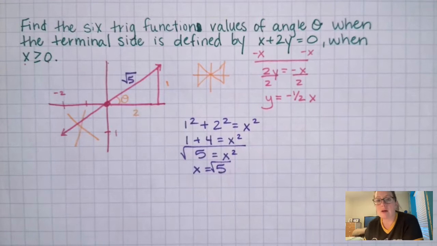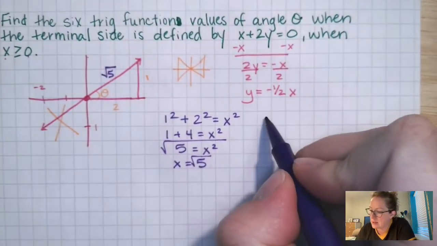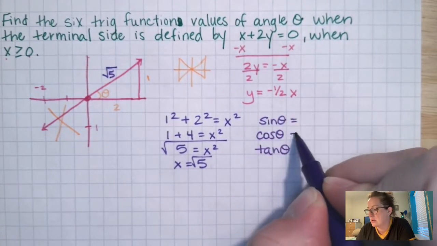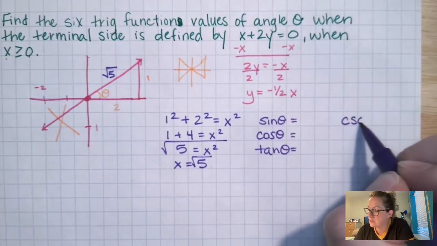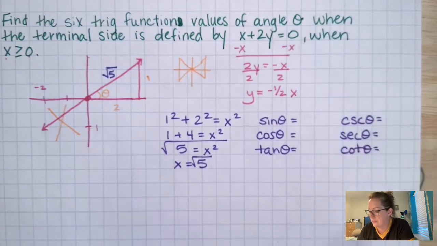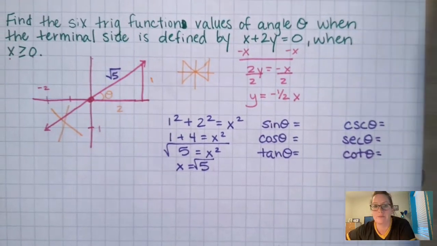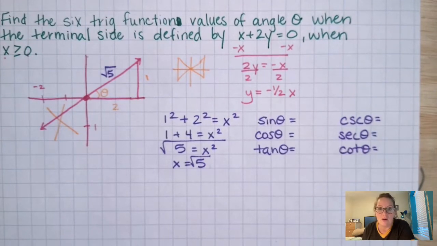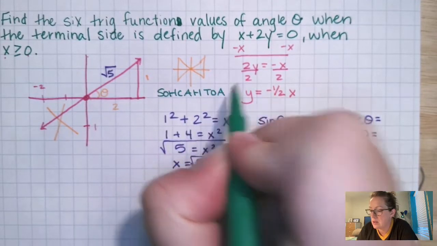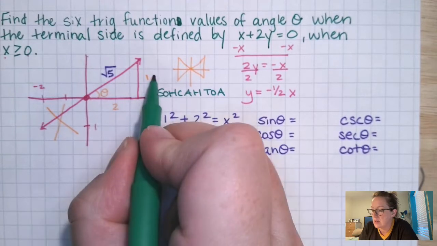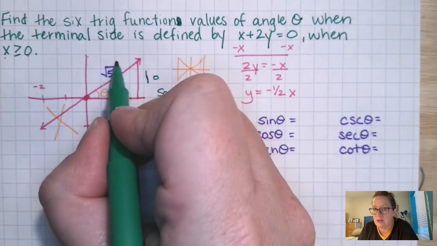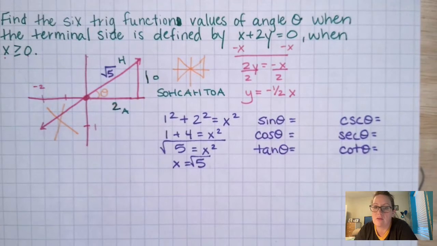Okay? All right, all the hard part is done. Now we need to figure out what the sine, the cosine, the tangent is, and then also the reciprocals, which are cosecant, secant, and cotangent, of this lovely angle. All right, so remember our lovely SOHCAHTOA. So we're going to go sine is, this is our opposite. Make that a little bit bigger for us. This is our adjacent, and then our hypotenuse of square root of 5.